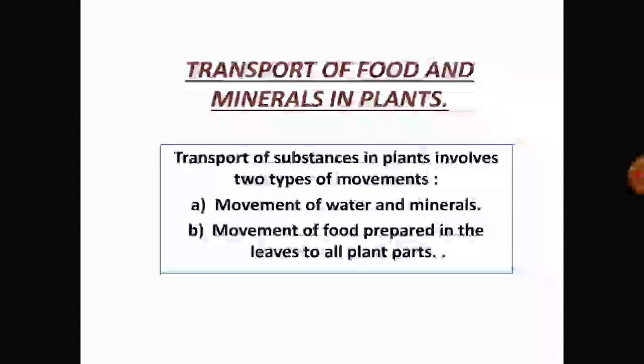that have been absorbed by the root must go upward to various parts of the plant, especially the leaves. Why? For preparation of food. So, transport of substances in plants involves two types of movement. First is the movement of water and minerals, that is from soil through the roots upward into the plant body, and movement of food prepared in the leaves to all plant parts.